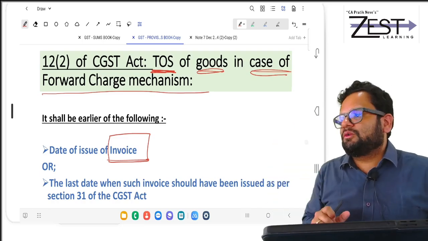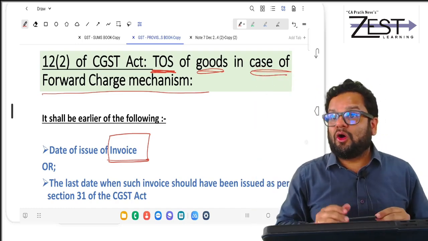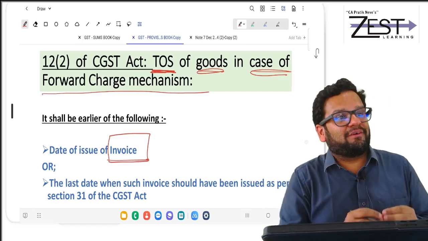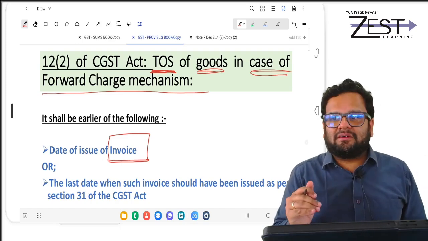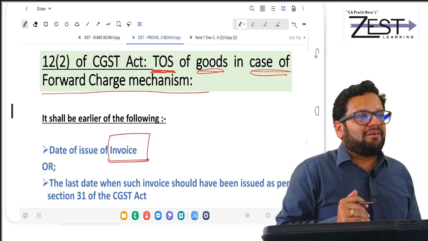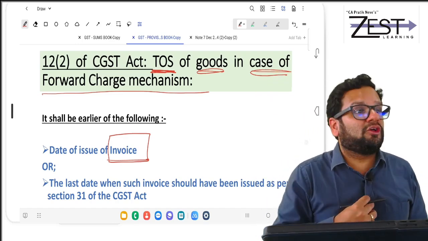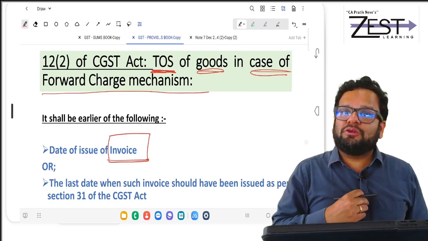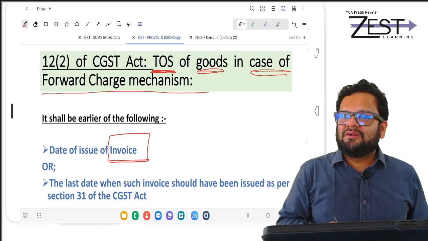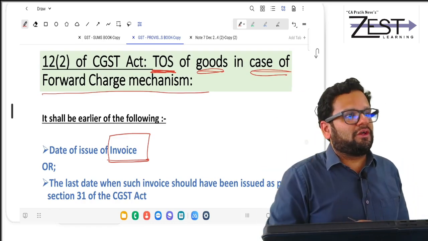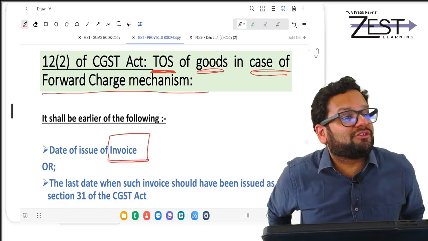What will happen in 12.2? Time of supply will be what? Date of issue of invoice. Or, see, if only this is said, again, the possibility of avoidance will come. I want to pay GST late or I want to pay GST immediately. What is my mentality as a taxpayer? I would like to postpone the liability. I will like to use that money. So if government just says date of issue of invoice, then I will issue the invoice whenever I feel. So time of supply will be taken for a toss.